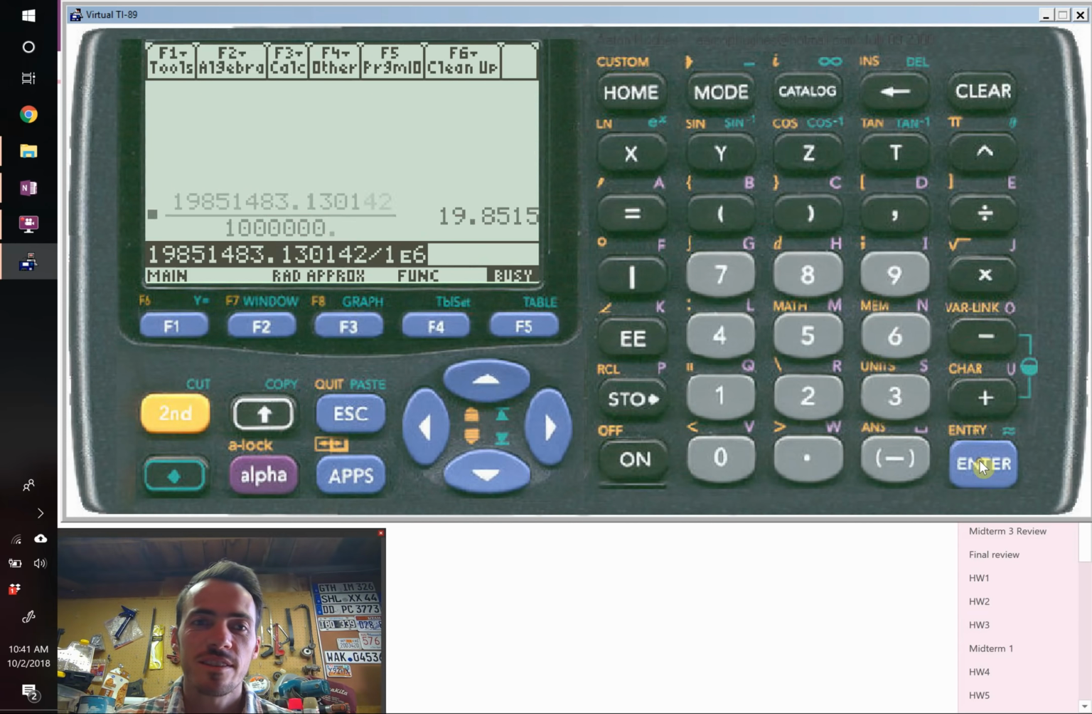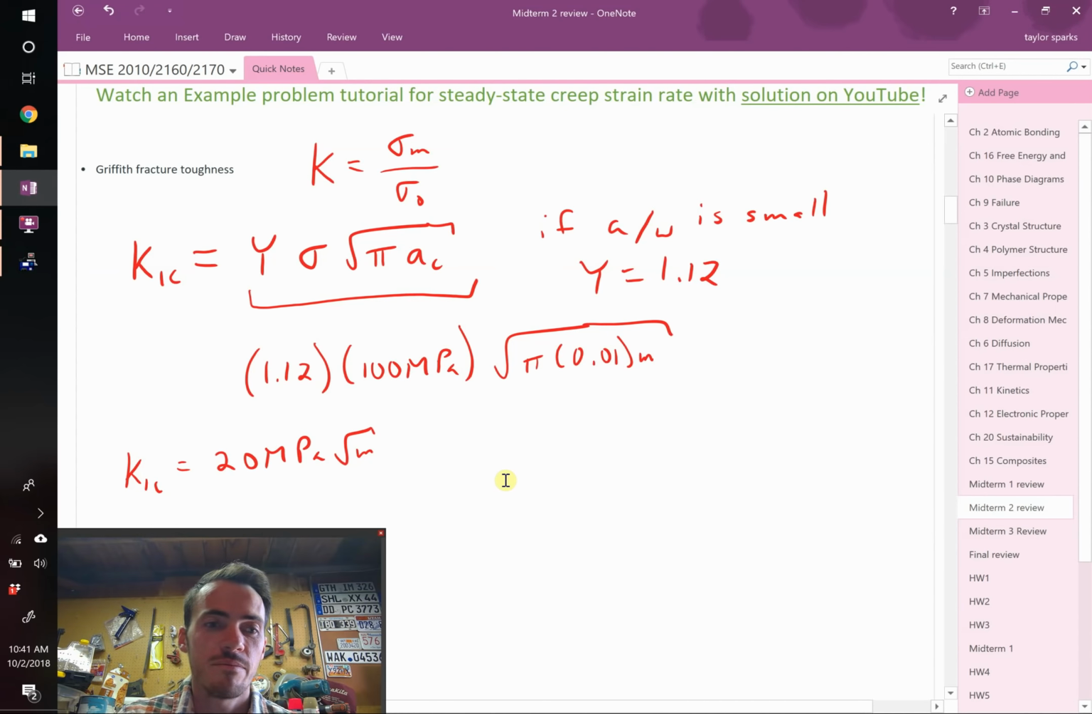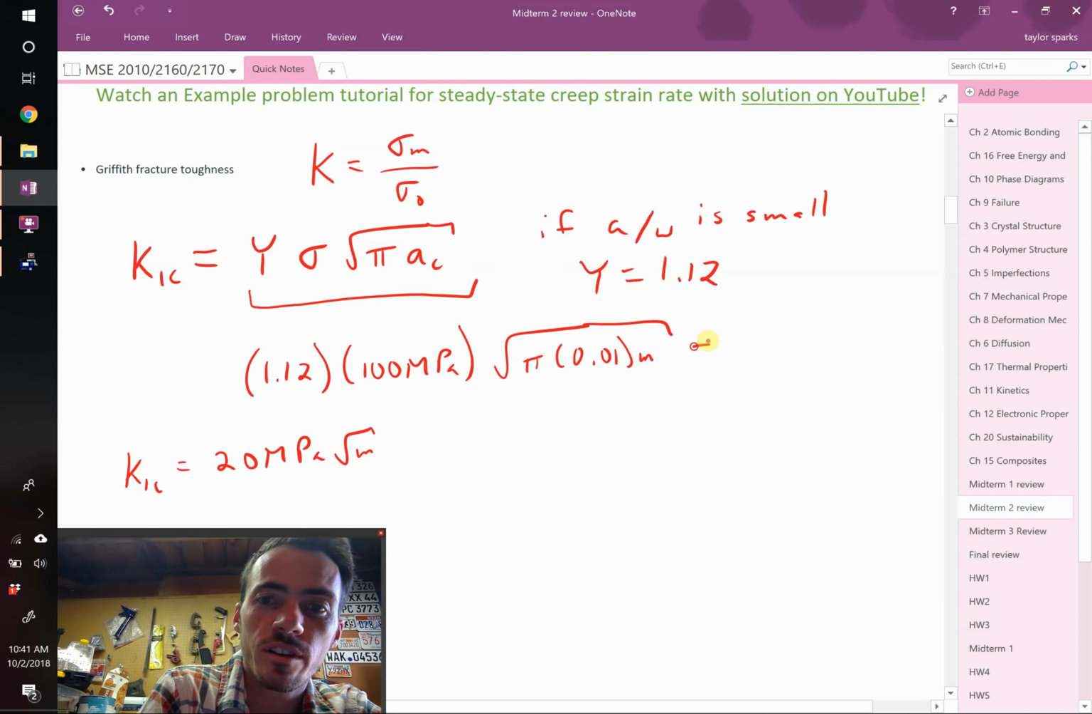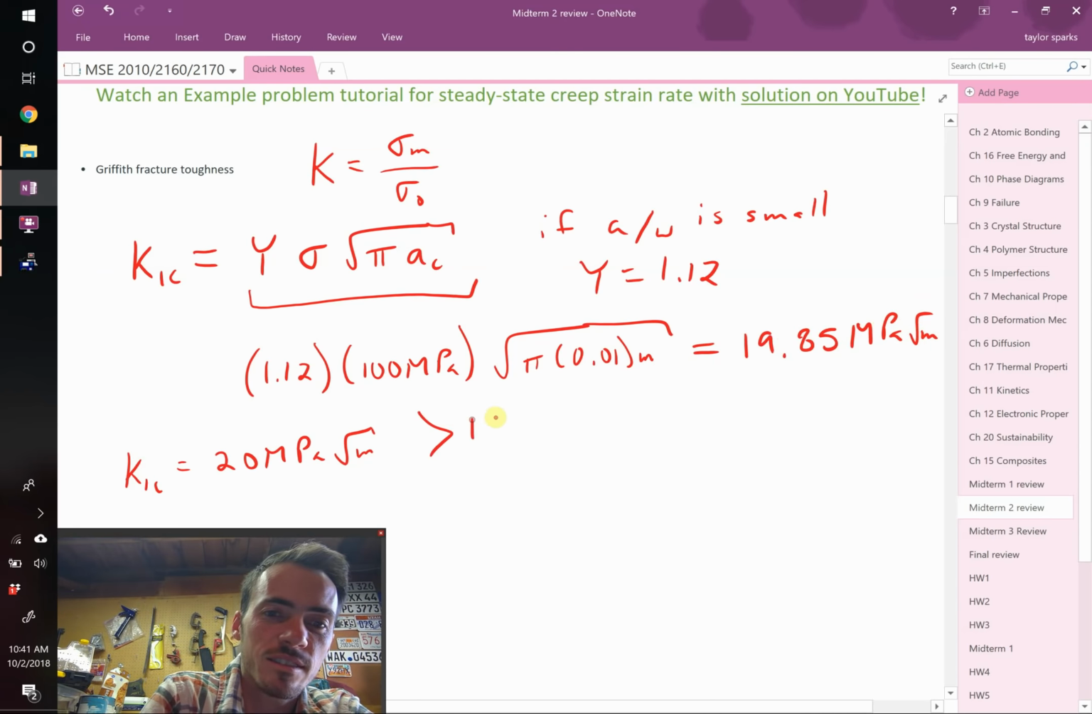1 e to the 6th. This tells us, how about that? Our fracture, the right-hand side of our equation is 19.85 megapascal root meters. Okay? So over here, this equals 19.85 megapascal root meters, which is just less than our actual fracture toughness.